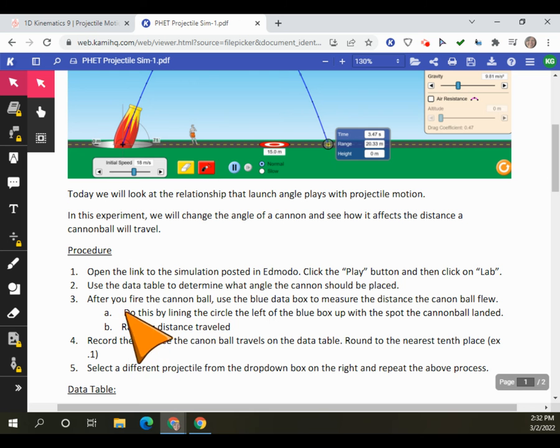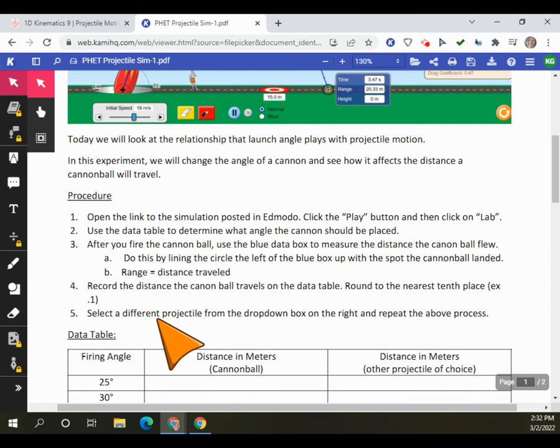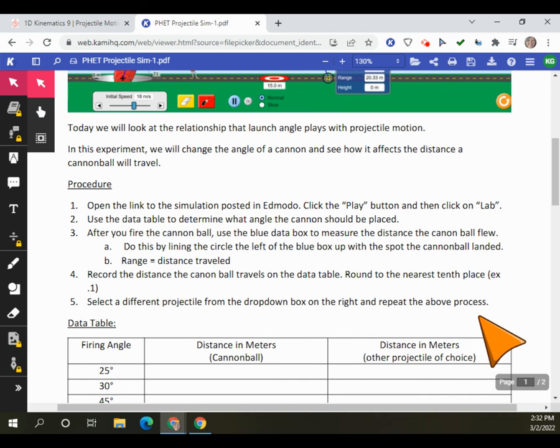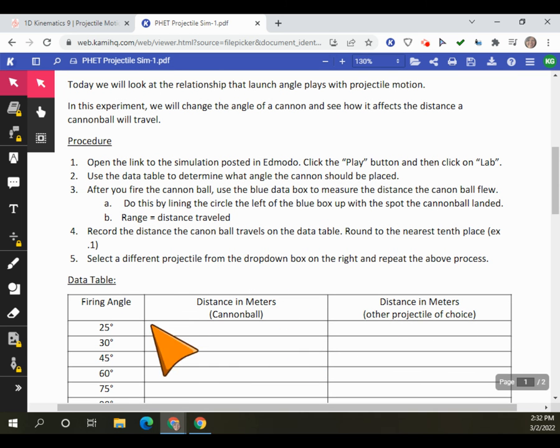And so we need this word here. Range is distance traveled. So in that blue box, it says range. So we'll be looking for that. Record the distance the cannonball travels on the data table, round to the nearest tenth. So we got some significant figures instructions there. And select a different projectile from the drop-down box on the right and repeat the above process. So I'm going to show you some examples with the cannonball. You are going to get to pick your own projectile and put those numbers here.